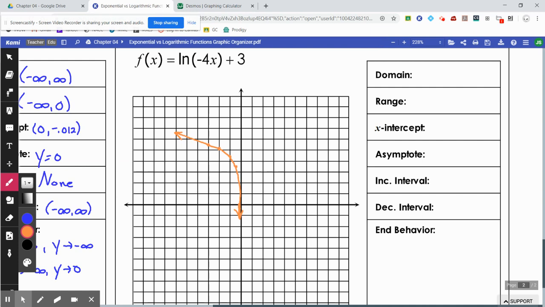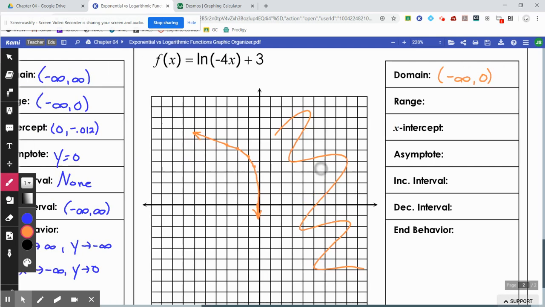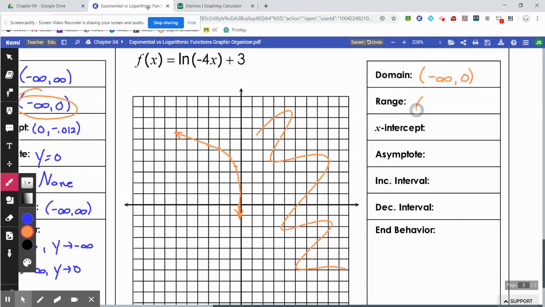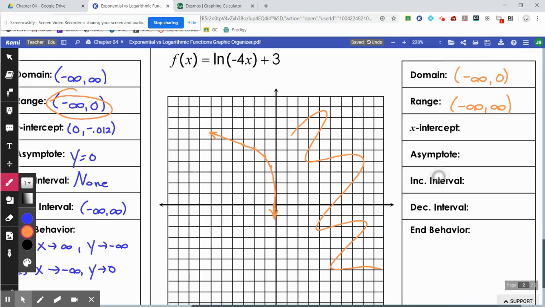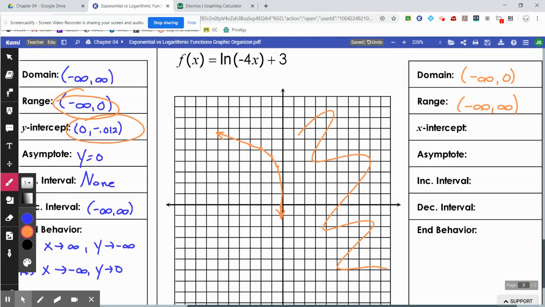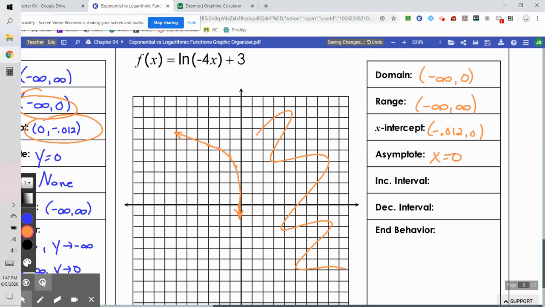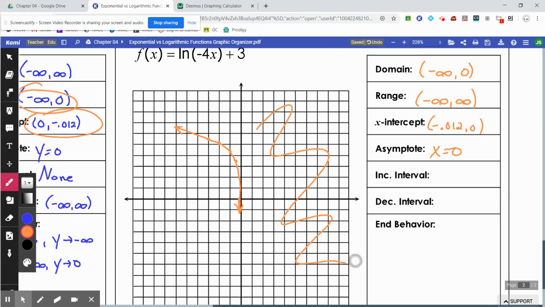Your domain here, you can only plug in certain values. Notice there's no graph over here, so your domain is from negative infinity up to 0. Notice the flip-flop of the range from before. Your range is going to be all real numbers. Your x-intercept, again, is going to be a flip-flop of the y-intercept from before. That's going to be -0.012. The asymptote line, again, is going to be the y-axis. It's going to be at x equals 0.